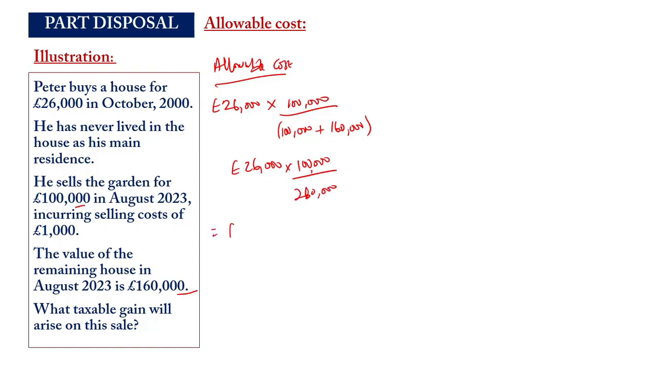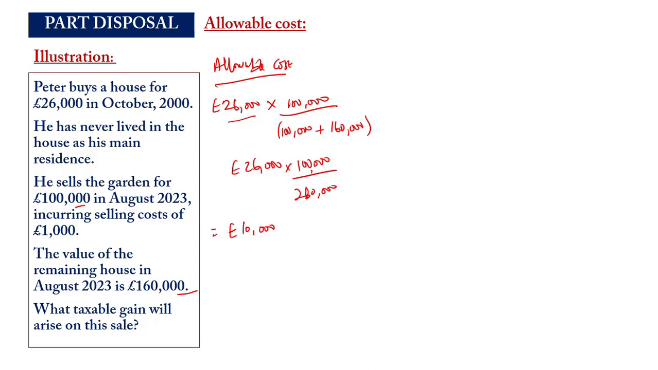What is that going to give us, please? So we should get £10,000. So it means that of the £26,000 that serves as the cost of the building and the garden, £10,000 of it stands as the cost of the garden.